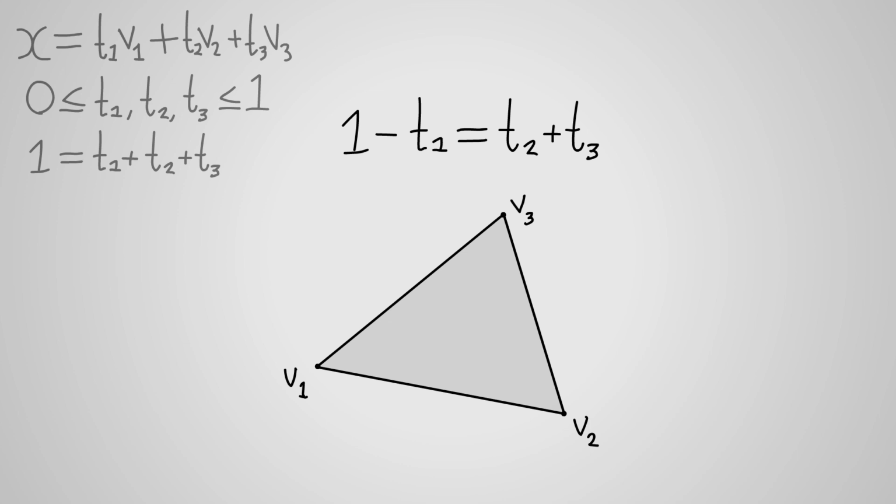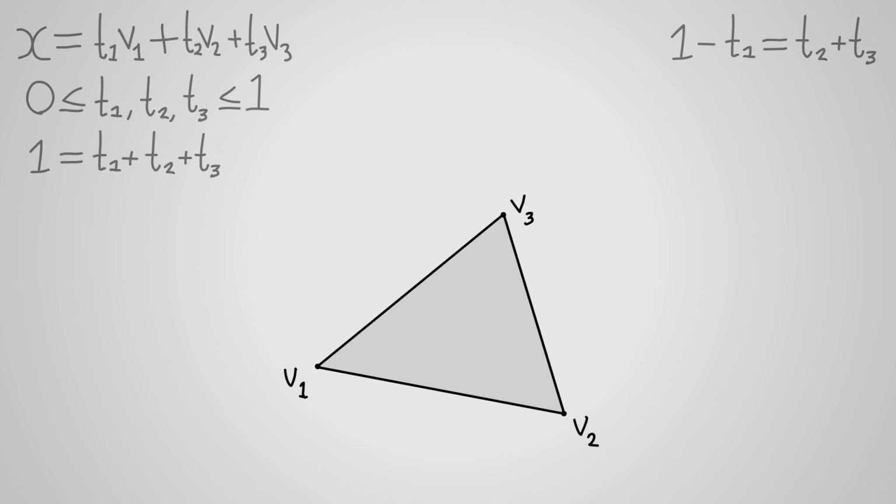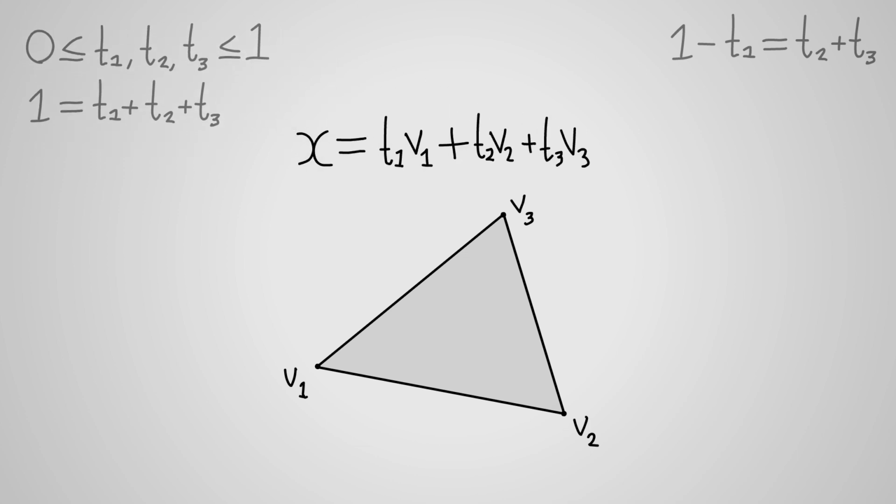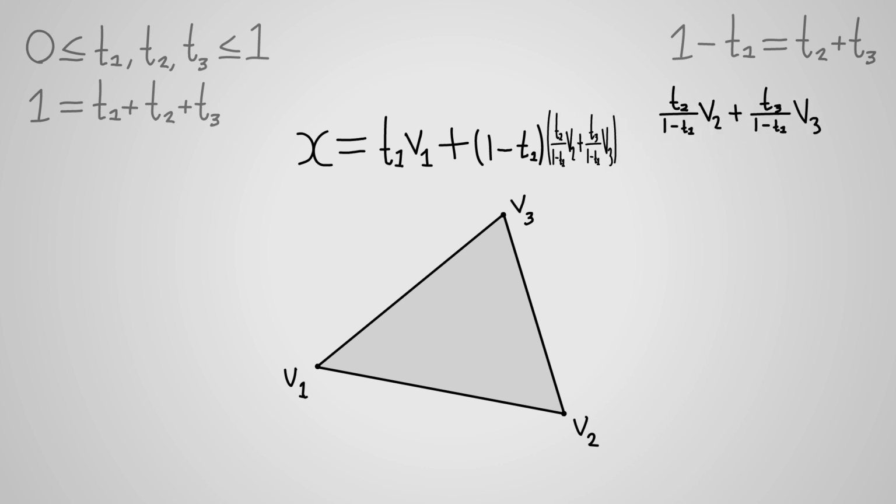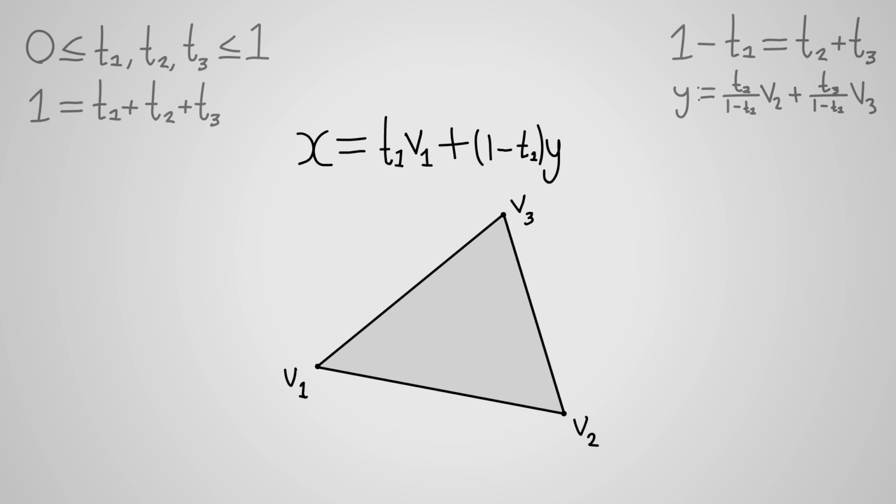This identity will also come in handy later, so I'll put it off to the side. The trick is this. We do nothing by both dividing and multiplying the t2v2 plus t3v3 part of the sum by 1 minus t1, which we can do since 1 minus t1 is not 0. This shows that x is a convex combination of these two vectors, v1 and this other, let's call it y. So now we know that x lies on the line segment between v1 and y.